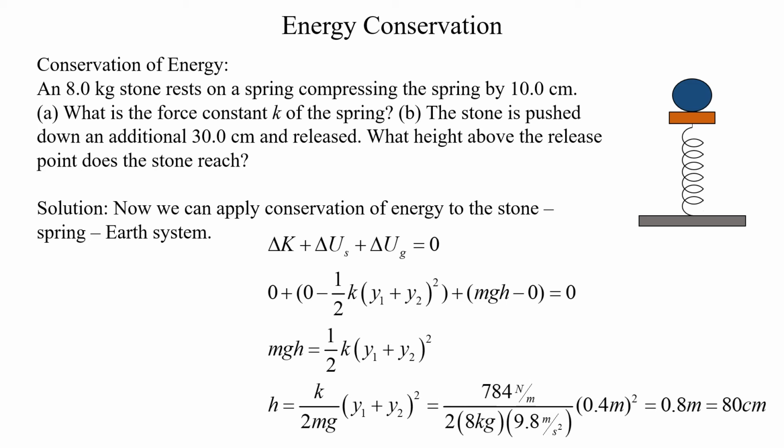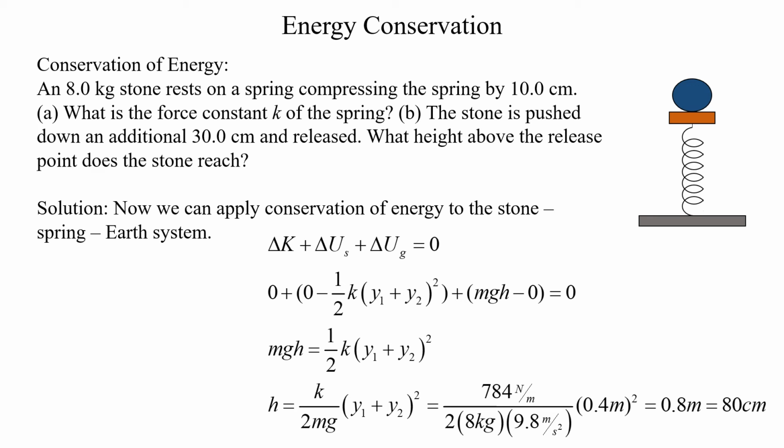All right, so from conservation of mechanical energy, we have the change in kinetic energy plus the change in spring potential energy plus the change in gravitational potential energy equals 0. Well, we don't have to worry about the change in kinetic energy because when we initially push it down the additional 30 centimeters, the stone will be at rest, and when it reaches its maximum height, it will be momentarily at rest there as well.